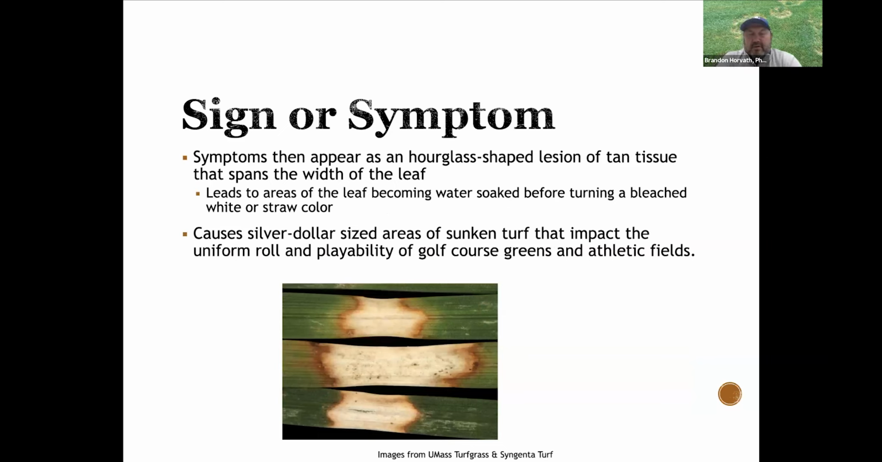This is typically what you'll see: a straw colored area bounded by darkened borders that show where the pathogen activity is. And at the end of the day, on shorter cut turf, you're going to see these silver dollar sized areas that have a brown color to them, and then if it continues, you'll see that area get pitted and start to sink down, which then causes a challenge with the uniformity and playability of a putting green or an athletic field.